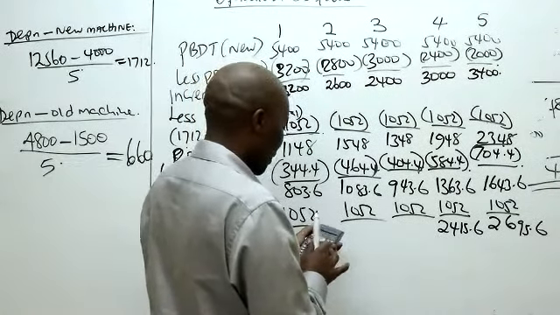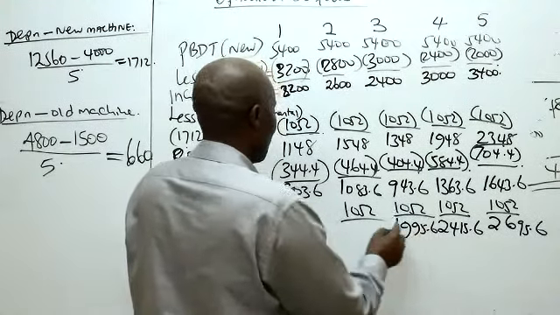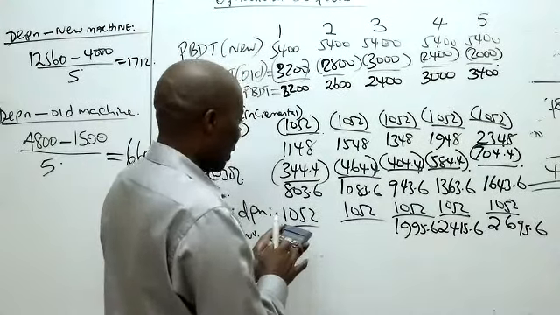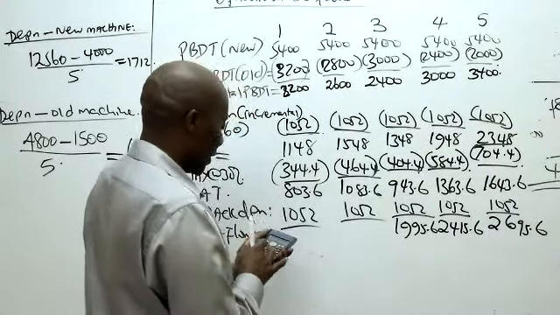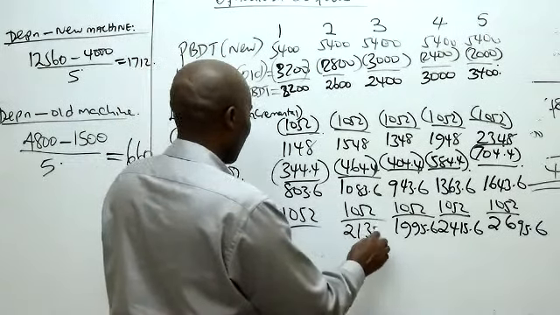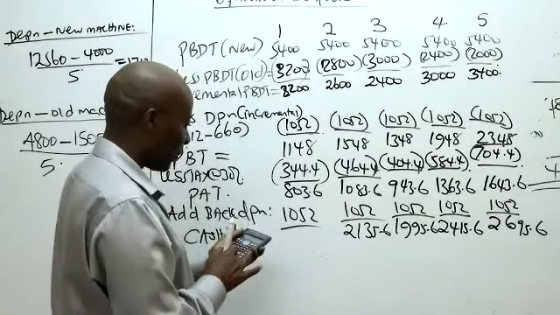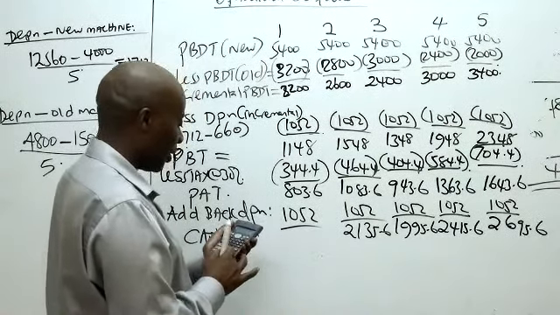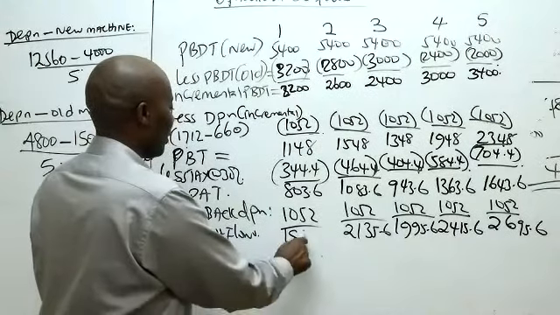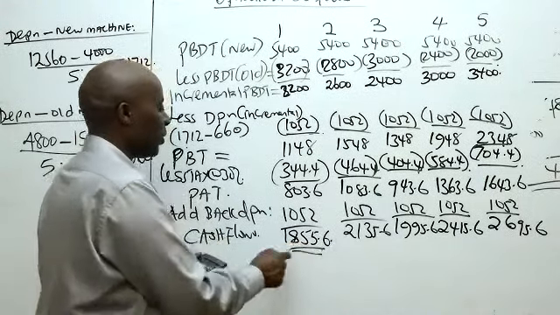Then we have 943.6 plus 1052, giving me 1995.6. 1083.6 plus 1052. That gives me 2135.6. And then lastly, we have 803.6 plus 1052, which gives me 1855.6, like that.